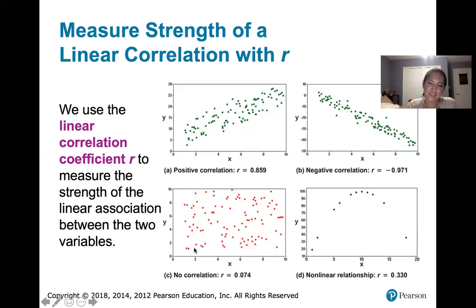That's consistent with what we know about this linear correlation coefficient r. Now, if there's no correlation, what you're going to see is a scatter plot like this. There are dots all over the place. There's no line that would best fit through all of that data.